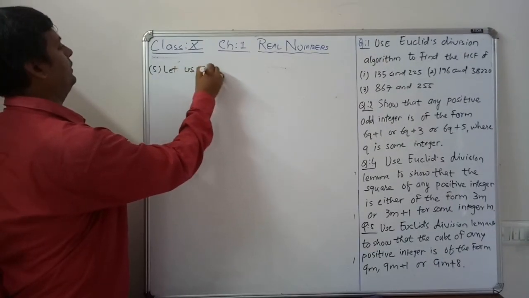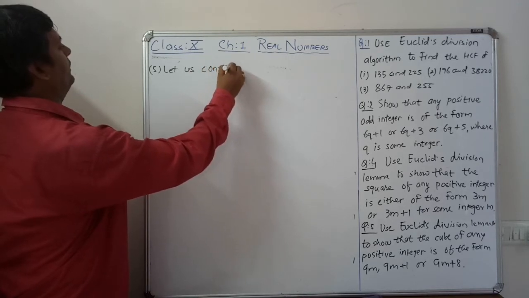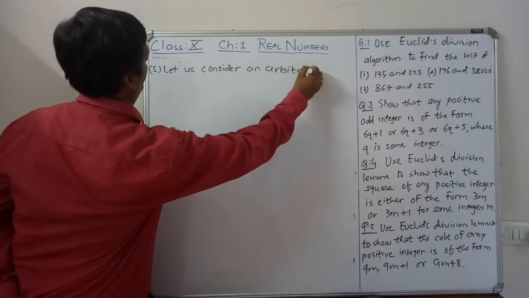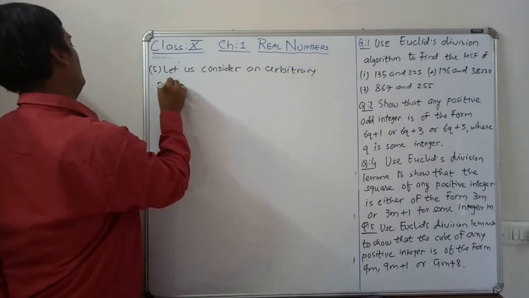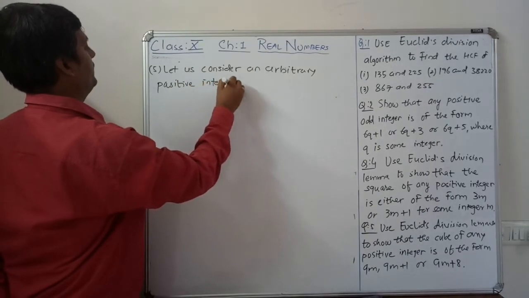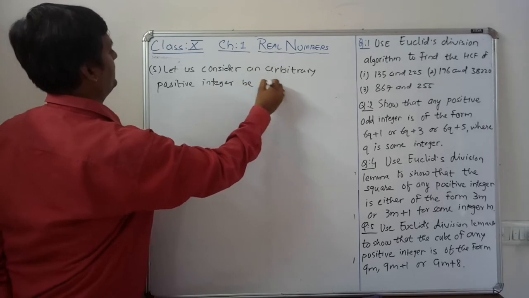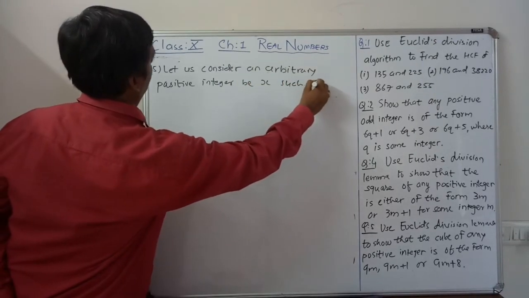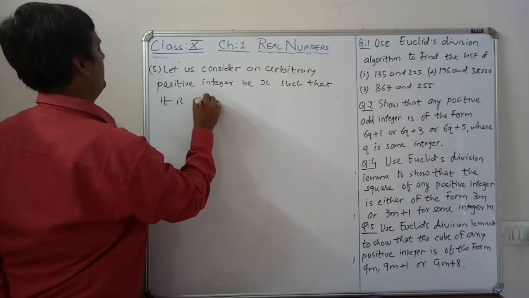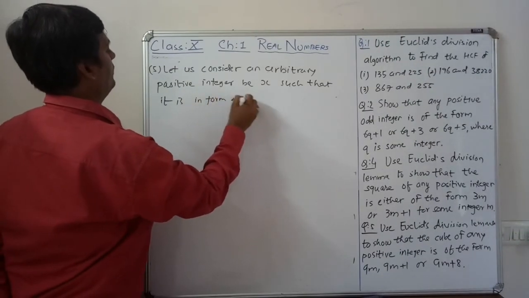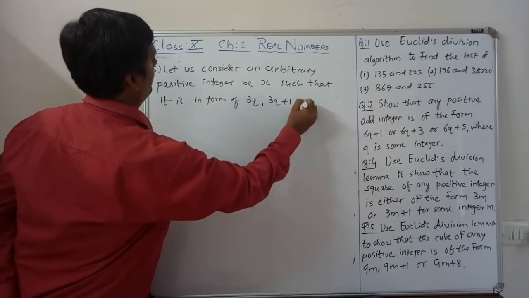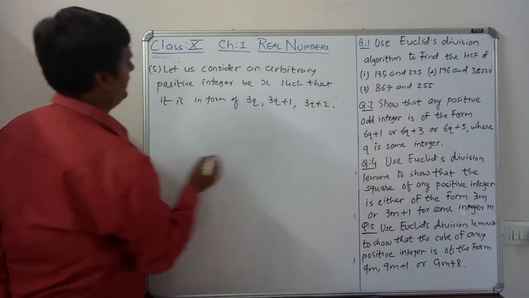So let us consider an arbitrary positive integer x such that it is in the form of 3q, 3q plus 1, and 3q plus 2, right?